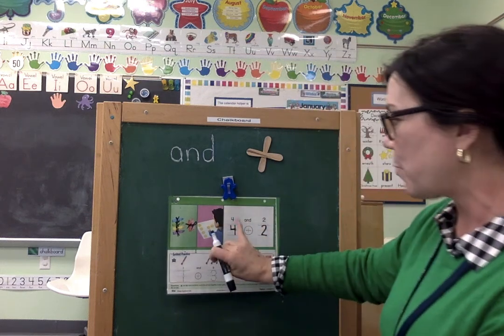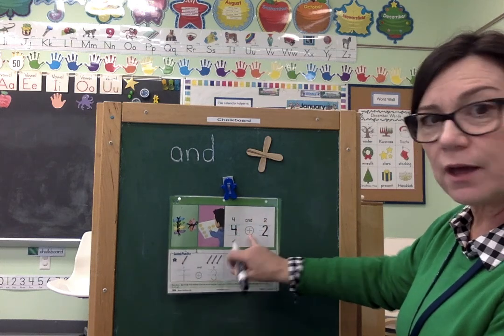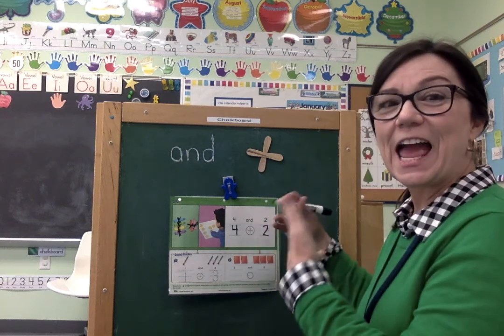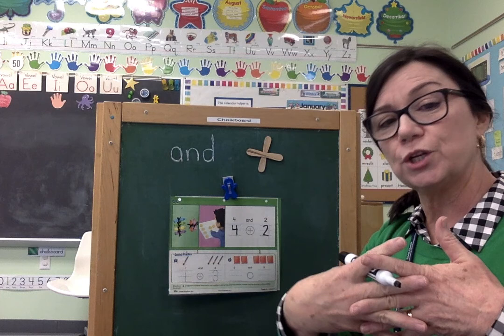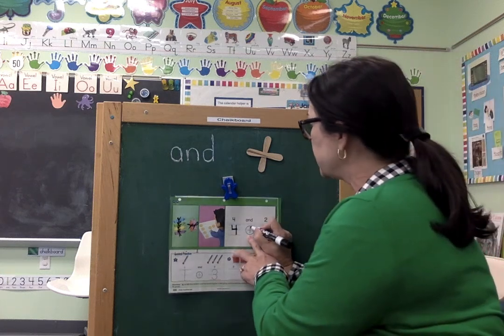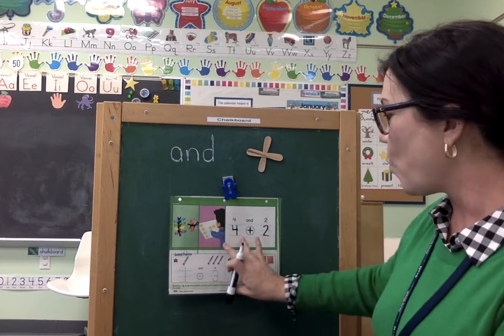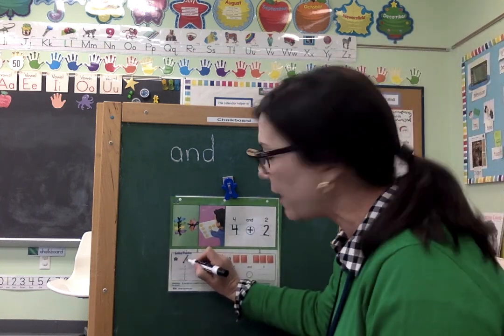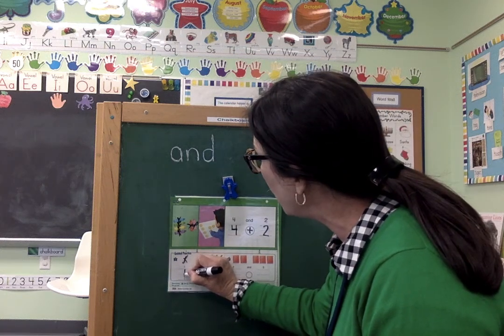Now normally our problem would say 4 and 2, but today we're going to come in and write the plus sign to represent and. So this is a visual symbol showing that we're putting 2 things together. So it's top to bottom and across. 4 and 2. All right, let's go down and see how many paintbrushes we have. How many do we have in this first group? 1. So we're going to X out that 1 and write 1.